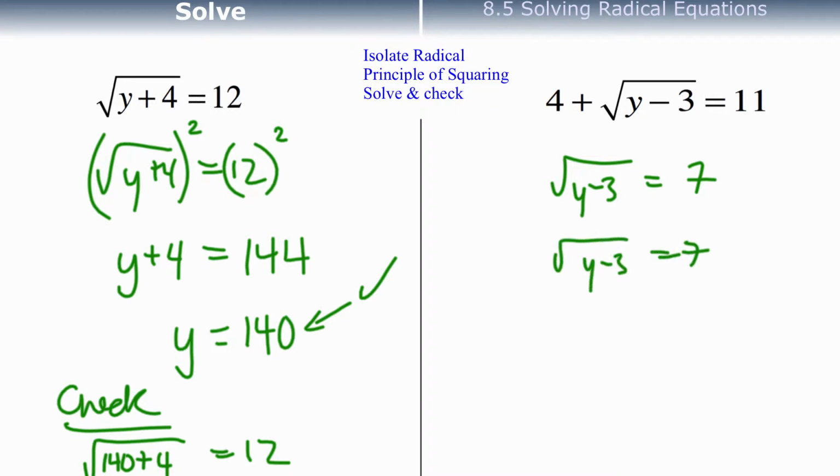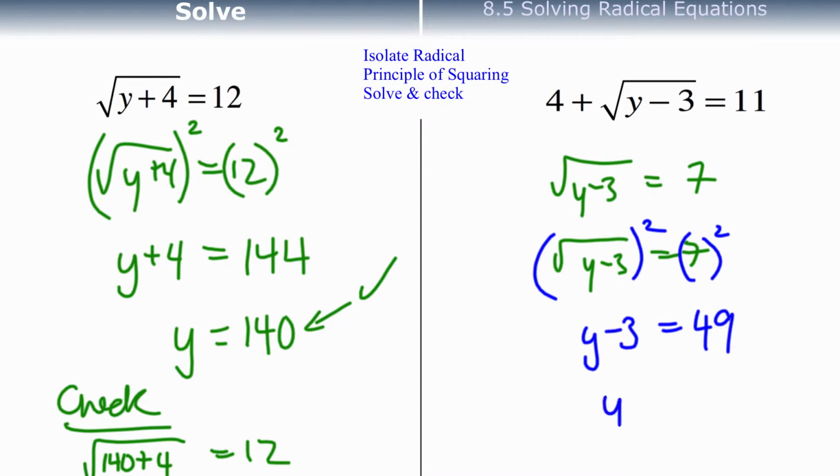Now I'll square this side and square this side. So the square and the square root cancel, leaving me with y minus 3 is equal to 49. I'll add 3 to both sides, so I get y is equal to 52.